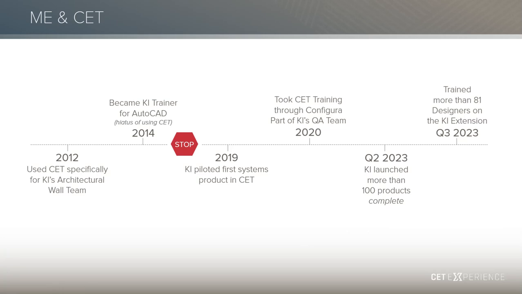My CET journey actually started in 2012. KI has an architectural wall team, and they have been using CET for quite some time, so I started learning the software along with the product. Around 2014, I became the KI trainer for AutoCAD, so I took a hiatus from using CET. And then in 2019, KI did pilot our first systems product in CET. At that time, I took the official training through Configura, and I've been part of KI's QA team since 2020.